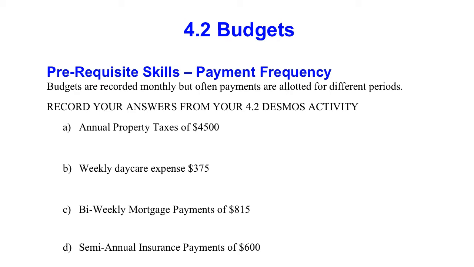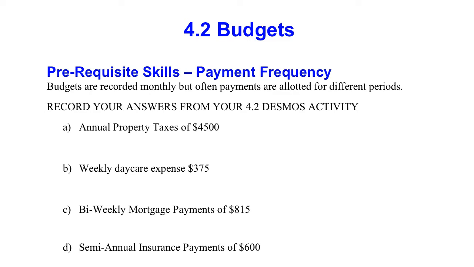So before doing this lesson, you should have completed the 4.2 Desmos activity, okay? And there are some parts within that Desmos activity that you're going to use to fill out your worksheet. So we're actually going to take up some of the questions from the Desmos activity now, and we're going to start by coming up with the monthly budgets for the different amounts here that were also in your Desmos activity. A lot of these, again, are estimates. So let's dive right in.